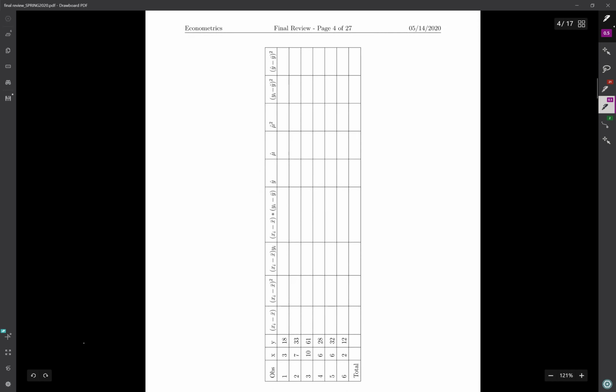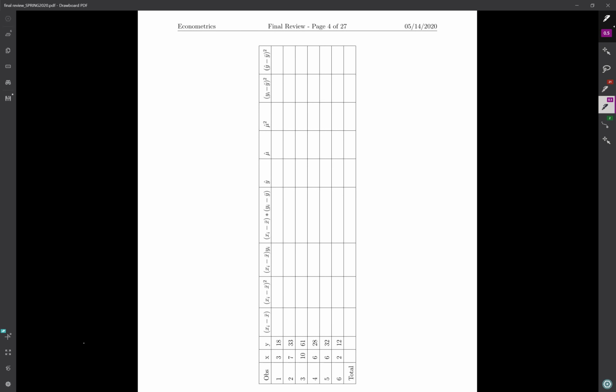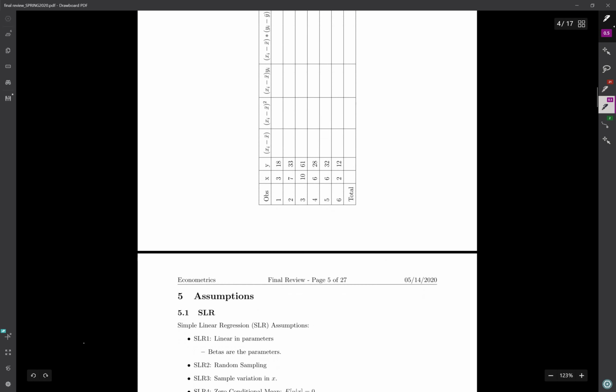I also included a little table for an example for doing simple linear regression by hand. So take a look at this example. Make sure that you can do this by hand and compare to the calculator.